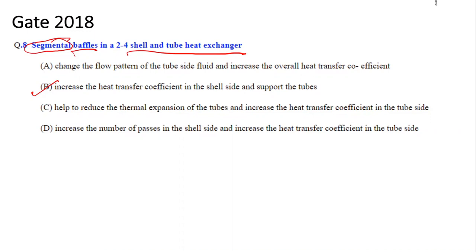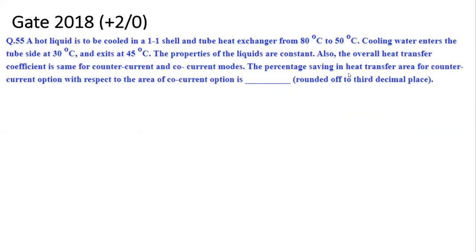Baffles are on the shell side, so they cannot change the tube side flow pattern, so the first option goes wrong. Yeah, this is correct, but the statement 'and' was added to it, so because the first part is wrong, option A is not right. 'They help to reduce the thermal expansion of tubes and increase heat transfer coefficient in tube side' is a completely wrong statement. And option D, 'increase number of passes in shell side and increase the HTC in the tube side', is also a completely wrong statement. All right. We'll now move to our next question, which is again asked in GATE 2018.